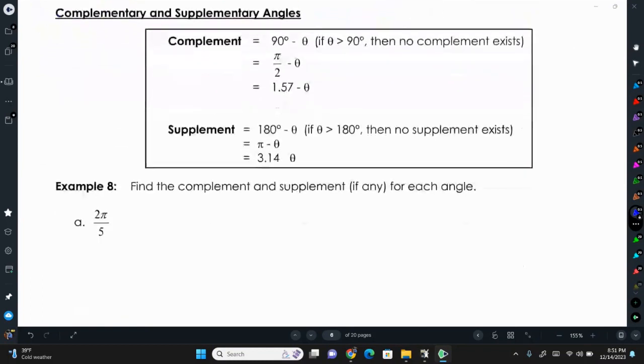The last thing we're going to be doing is talking about complementary and supplementary angles. In geometry, you should have all learned that complementary angles add up to 90 degrees and supplementary angles add up to 180 degrees. Well, the same is true. We could do this with radians as well. 90 degrees equals pi over 2. And 180 degrees is equal to pi. So to calculate what the supplement or complement would be, we can subtract from 180 or pi for supplement or pi over 2 for complement.